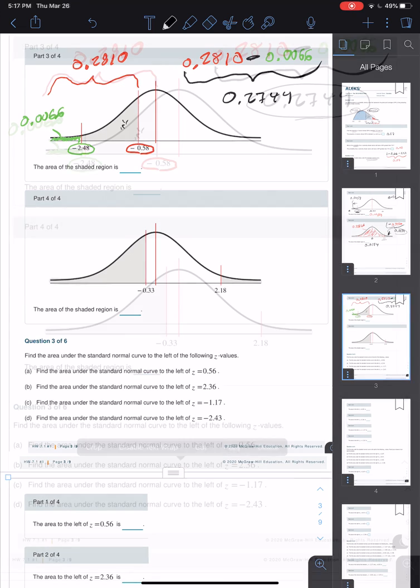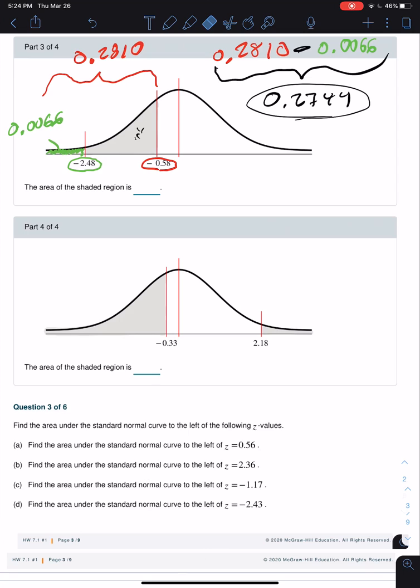And that is the answer. So taking a look at the next one, they want us to find the area of the shaded region, so we're going to have to add the area of these two regions, right? But we're going to have to find the area of the two regions separately first and then add them together. Let's do the hard one first.